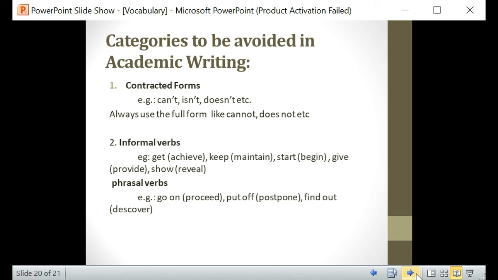Maintain something, maintain your status, maintain your attire, maintain your code of conduct, etc. Instead of using start, you can use begin. The meeting has begun, instead of the meeting has started. So it gives a formal touch to your writing. Instead of using informal verbs, use formal verbs. All these things are very familiar to you. Words like achieve, maintain, begin, or reveal are all very familiar to you and can be used freely.